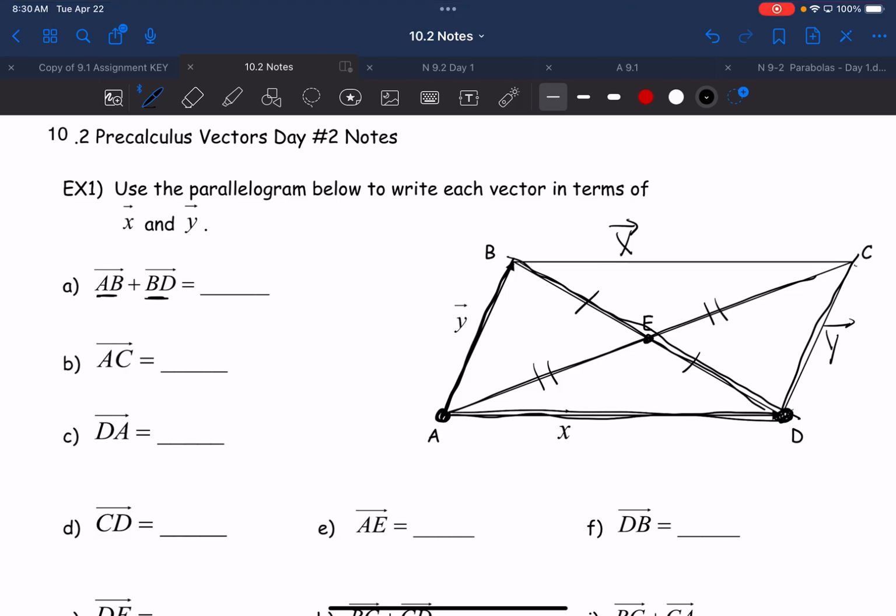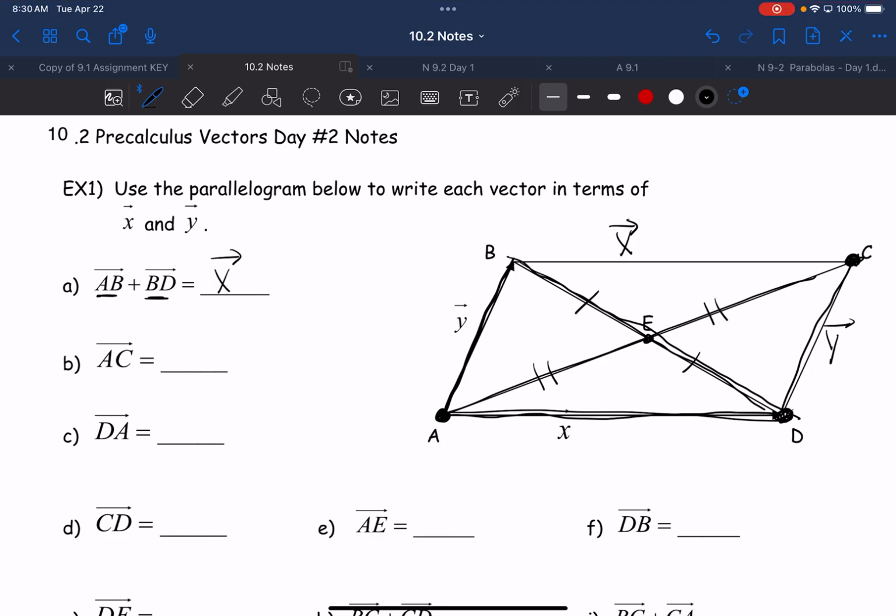Which is vector x. Remember, that's what we do on those ones where we draw them. We draw the 2 or 3 or 4 vectors, however many it asks, and then trace the shortest distance from where we started to where we ended. Then for AC, we start at A, we end at C.